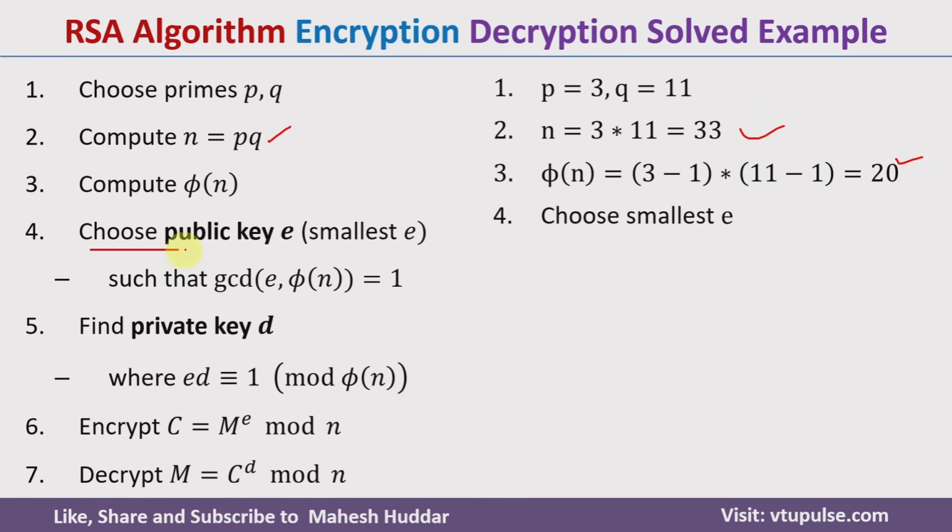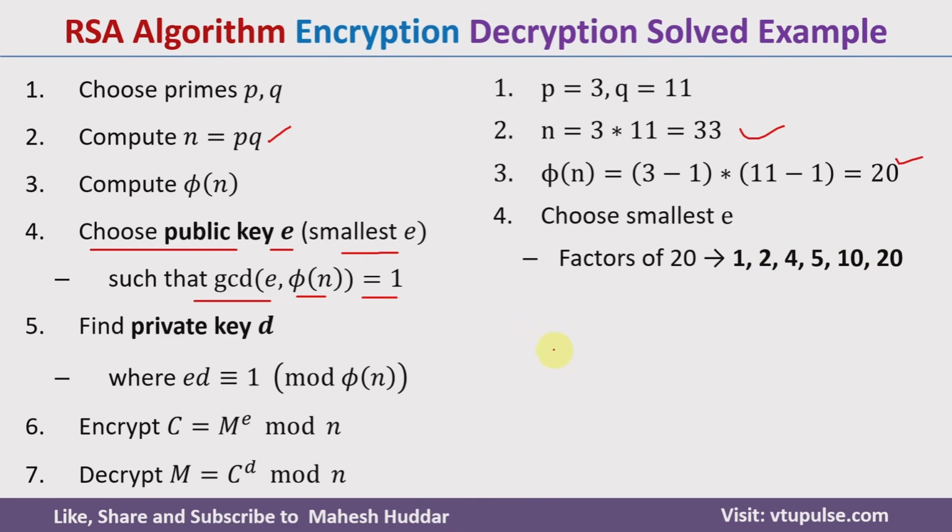Next, we need to find the public key, that is E, such that GCD of E comma phi n is equal to 1, that is, the greatest common divisor between E and phi n should be 1. Here we need to choose the smallest E, and we know the value of phi n is equal to 20. First we will write the factors of 20. Factors of 20 are nothing but the numbers which can divide 20. Those are 1, 2, 4, 5, 10 and 20.